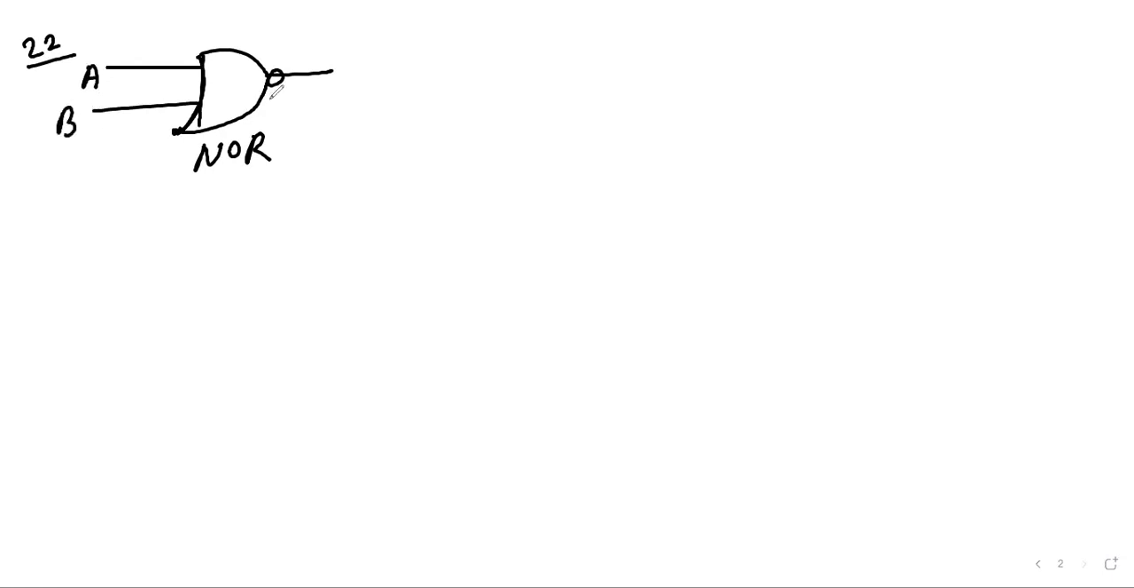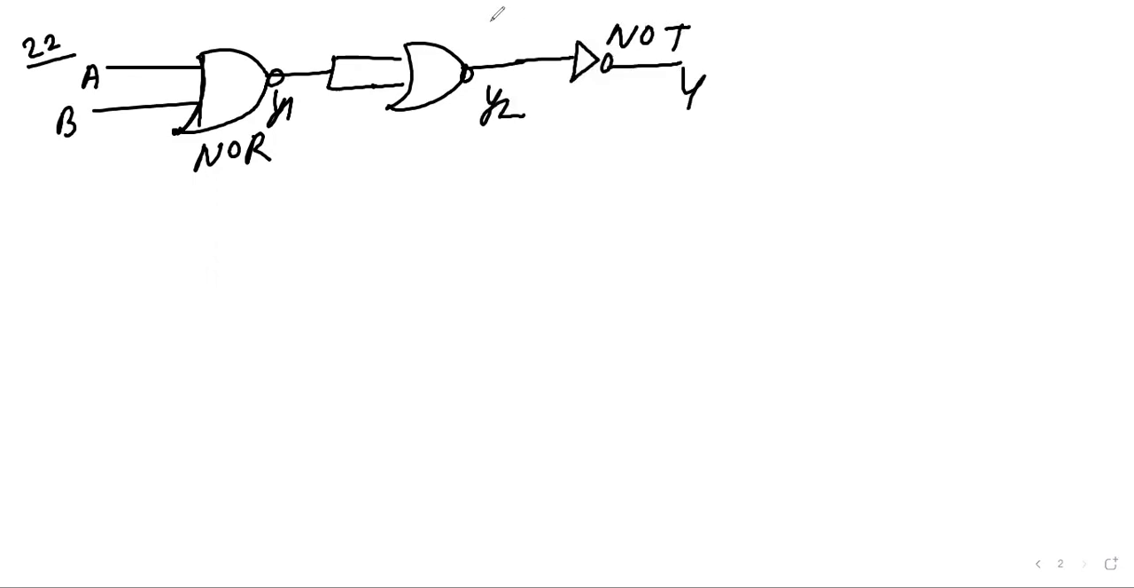The next sum is talking about the electrical network, given electrical network is equivalent to. So let's see question number 22. You can see here, this is curved, right? So it is your NOR gate. Two inputs are given, A and B, and the combination of these two is given to this, which is your Y1, this is your Y2. This is Y, this is NOT, this is NOR gate, this is again a NOR gate.